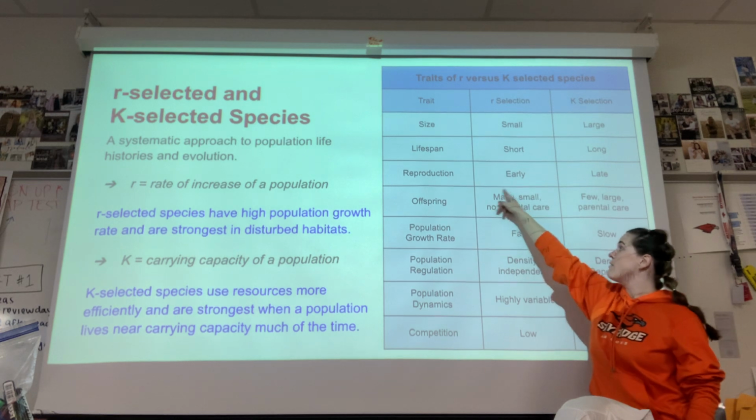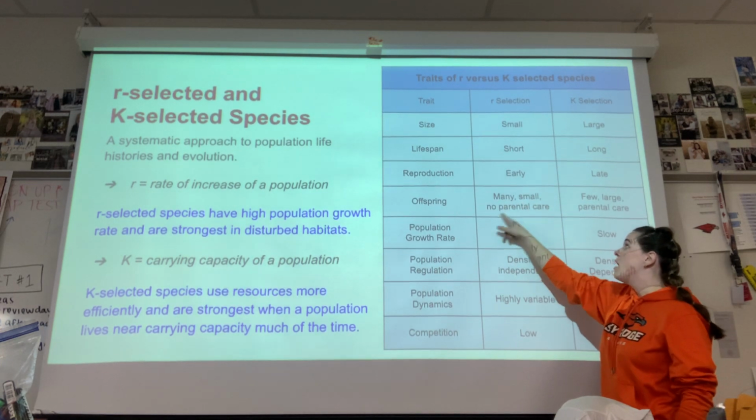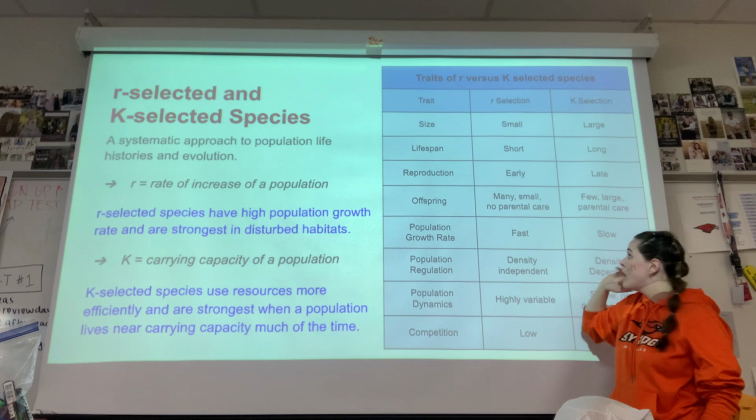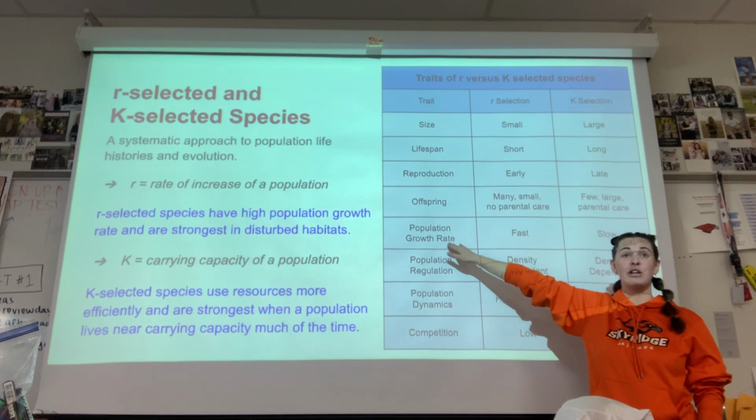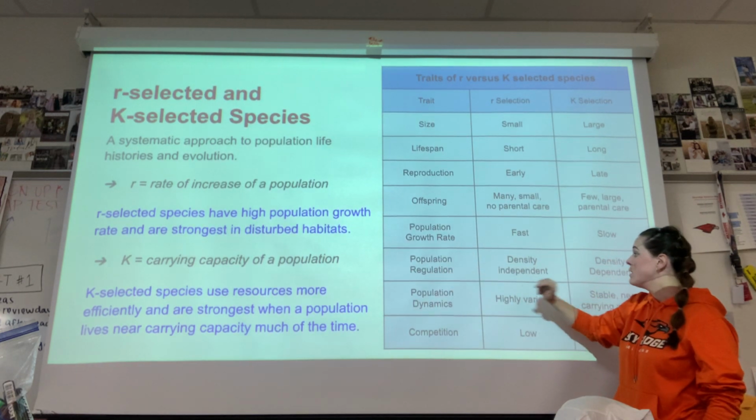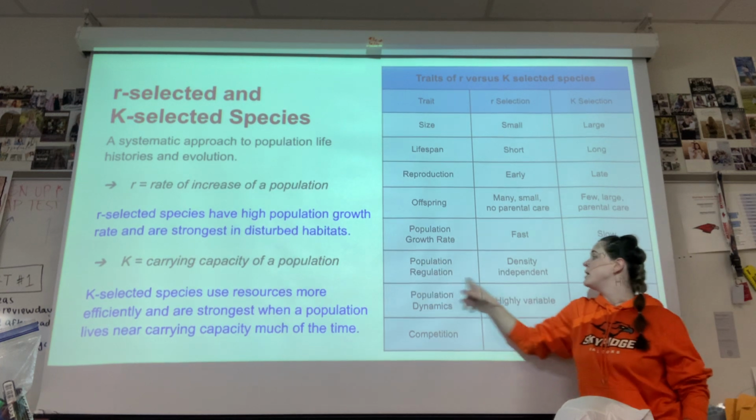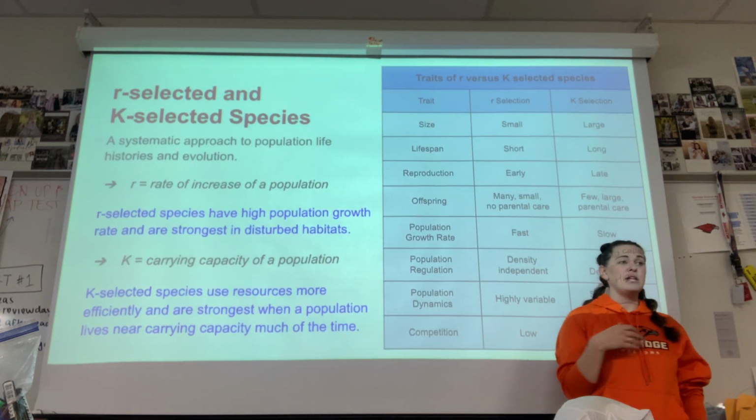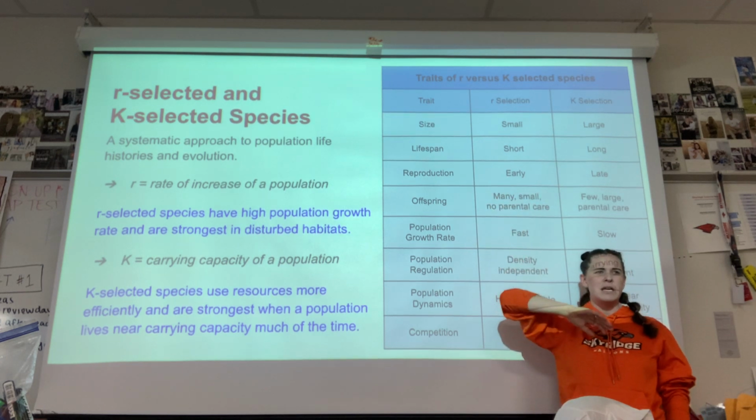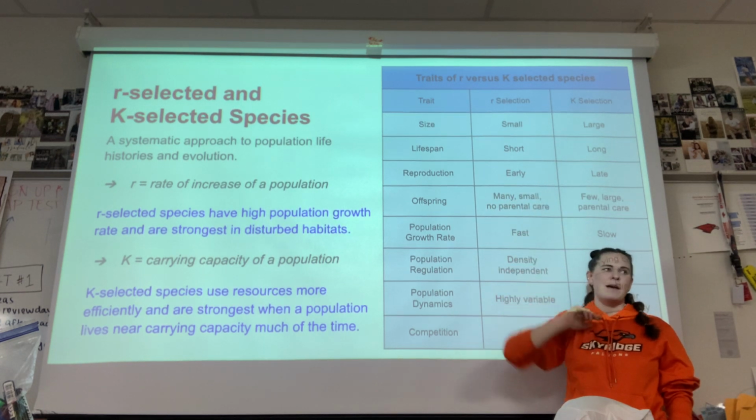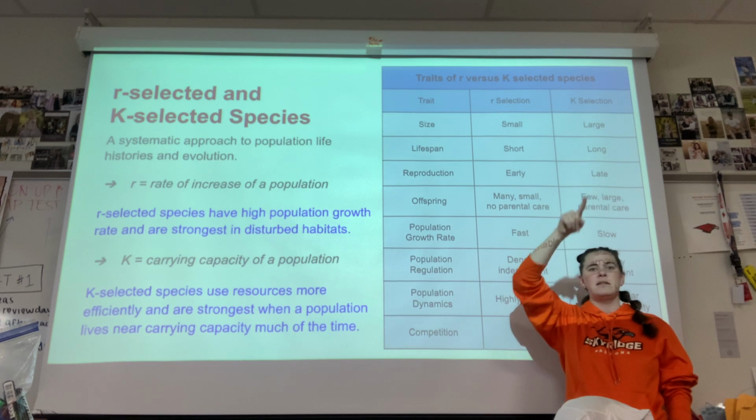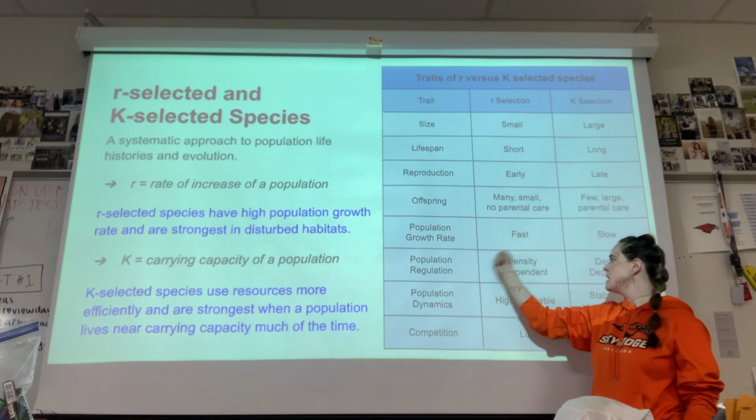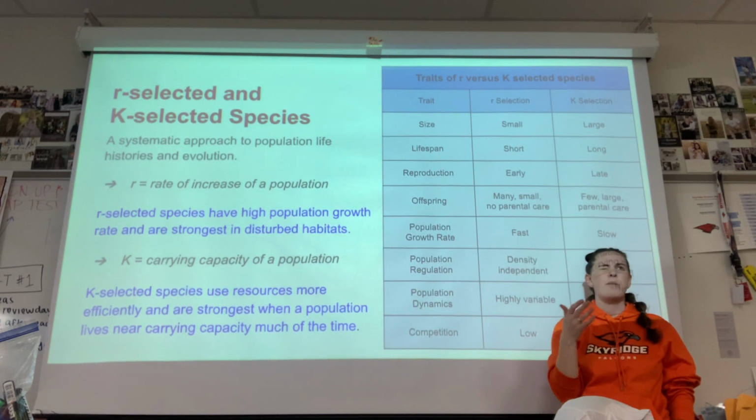They have a lot of offspring. They're usually small and there's not a bunch of parental care. The population can grow really quickly. The thing that regulates the population are density independent factors. So the things that really affect this population, since they die so quickly, they don't usually stay above the carrying capacity, because with our graphs, we saw that they died really early in life. So density independent factors are going to be the things that are stopping their population.